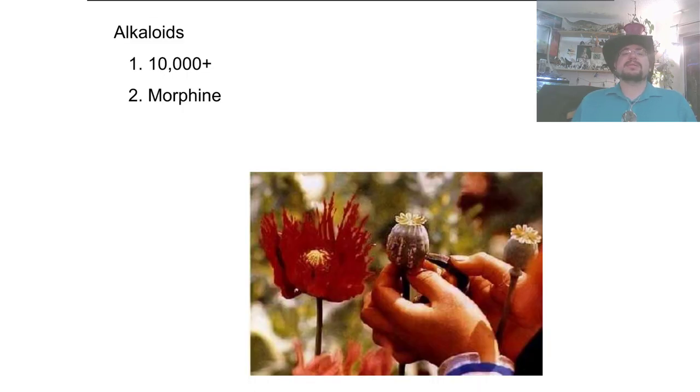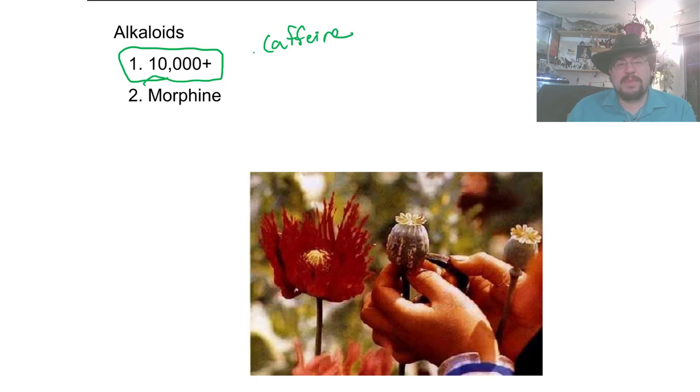Alkaloids. So alkaloids is a general category of compounds that are alkaloid in nature, right? So this is not like one good example. We've cataloged more than 10,000 different plant alkaloids used in defense. Some good examples would be caffeine, right? If you look up online the number of pets you can't give caffeine to, you'll start to understand why caffeine is good as a defensive chemical, right?